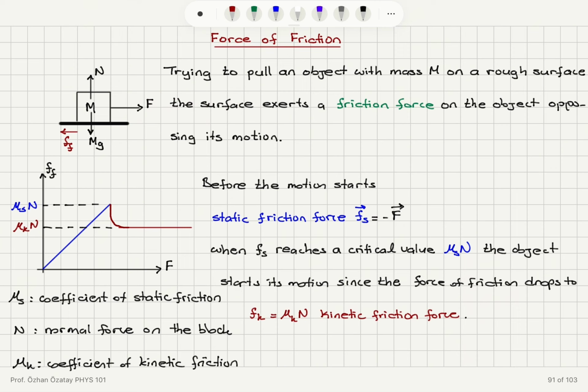So this is basically the force of friction, or friction force, the force exerted by the surface in opposition to the motion of this object. So the surface is a rough surface, therefore it has friction. Now, we have two different cases for this force of friction.